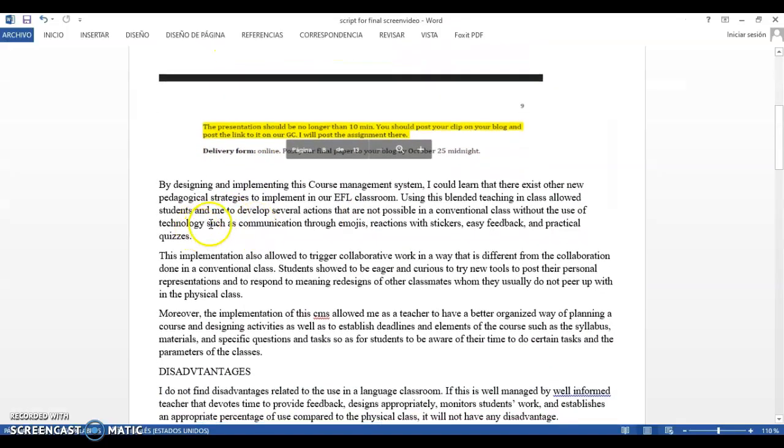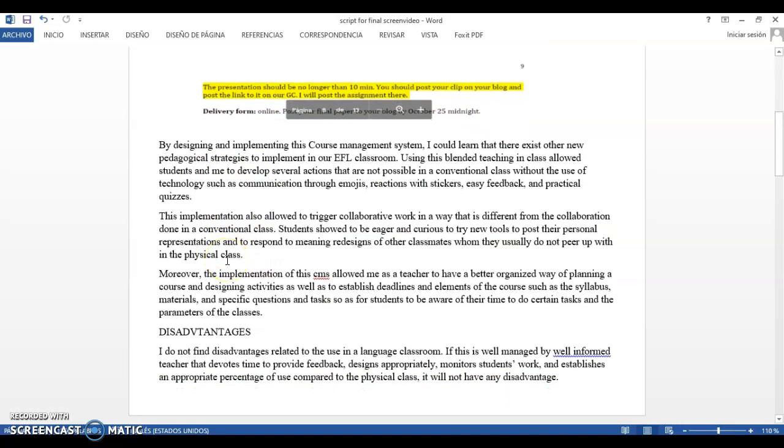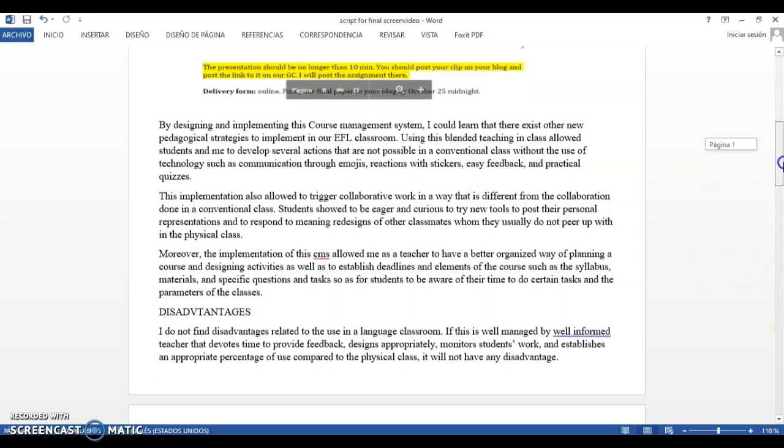By designing and implementing this course management system, I could learn that there exist other new pedagogical strategies to implement in our EFL classroom. Using this blended teaching in class allowed students and me to develop several actions that are not possible in a conventional class without the use of technologies, such as communication through images, reaction with stickers, easy feedback, and practical quizzes.